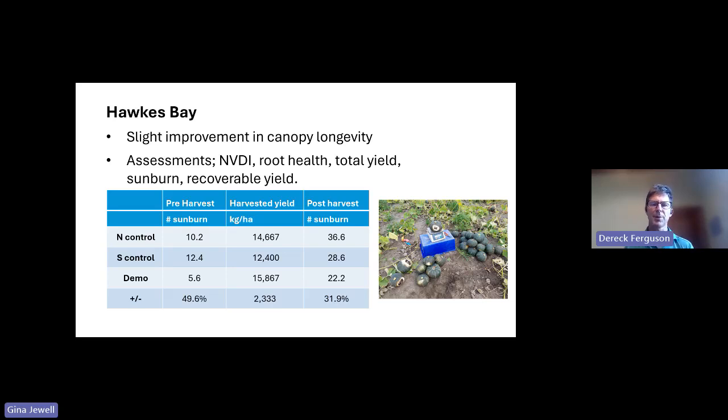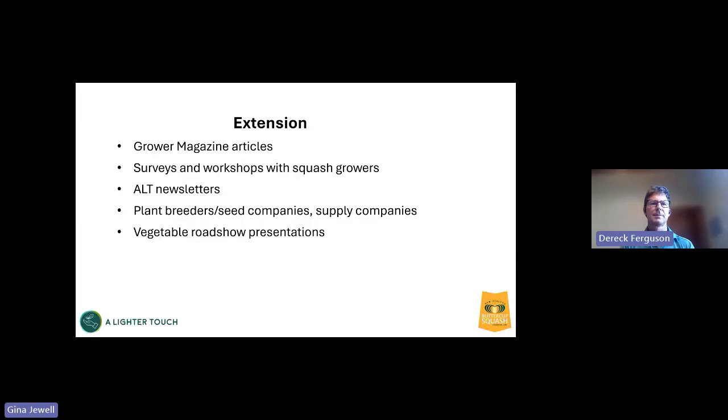We're grateful to the suppliers who donated nearly all the inputs for the demonstration, which was considerable. We certainly learned a lot about setting up a biological program in terms of application, compatibility with products growers are currently using, including synthetic fungicides and other biological products. Next slide, please.